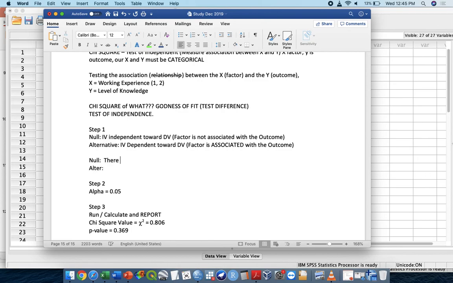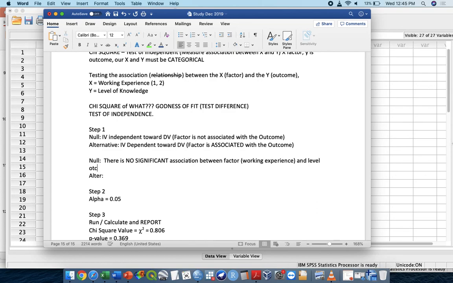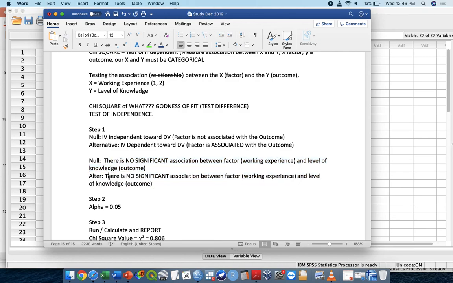There is no significant association between the factor, which is our factor here, working experience, and level of knowledge. Level of knowledge will be our outcome. And then what is our alternative? It will be vice versa, which is there is a significant association between the factor, which is working experience, and level of knowledge, which is the outcome.